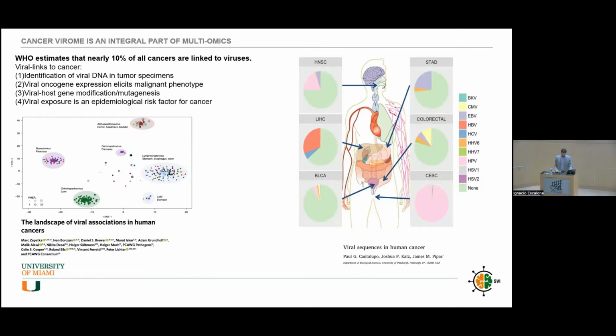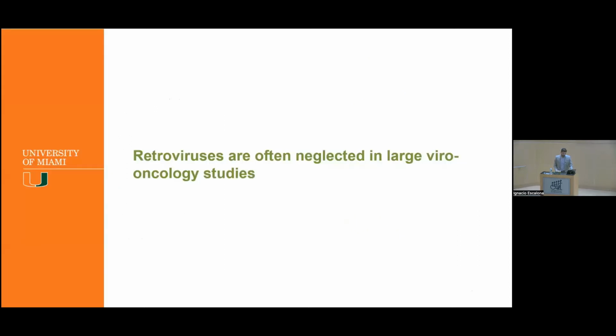There have been a few studies with EBV and CMV, but those have not really come to fruition. So the question is, are we missing something? Is viral exposure an epidemiologic risk factor? I'll say this: retroviruses are often neglected in large-scale viral oncology studies, because most of the time people focus on large DNA viruses or large RNA viruses, and neglect retroviruses because they're not necessarily pathogenic in the brain.